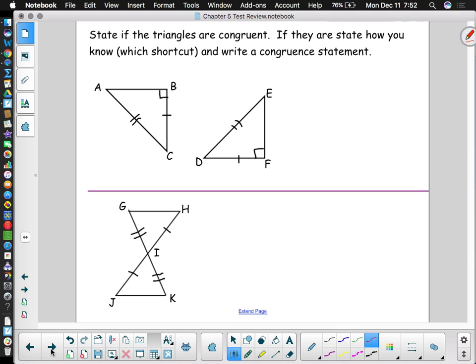Now, it didn't say write a full proof here. You notice that we did a lot of stuff with side angle side, and angle side angle, or shortcuts that didn't involve writing full proofs. It says state if the triangles are congruent. If they are, state how you know using which shortcut and write a congruence statement.